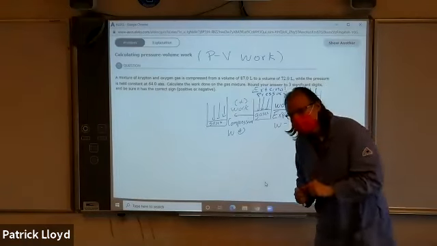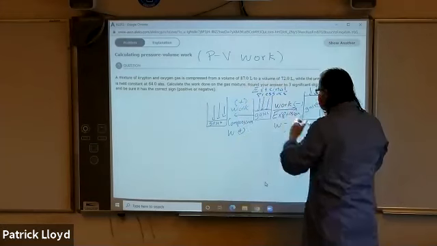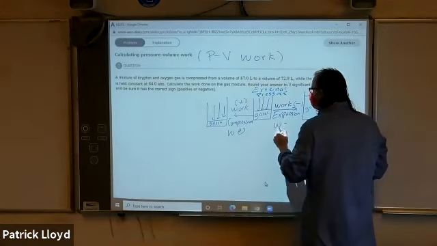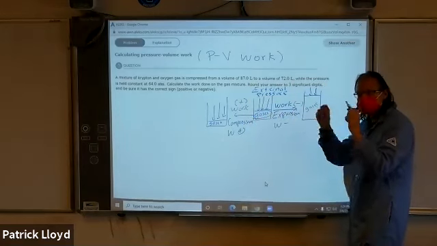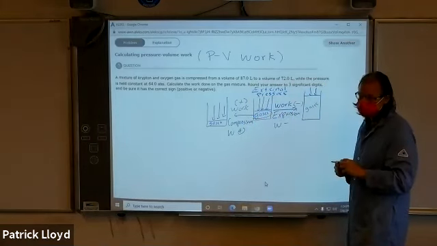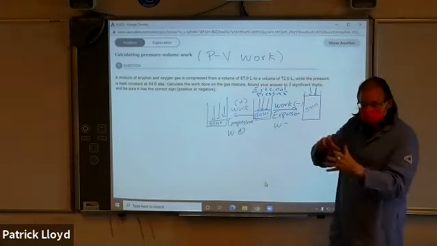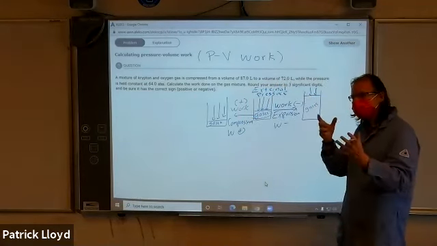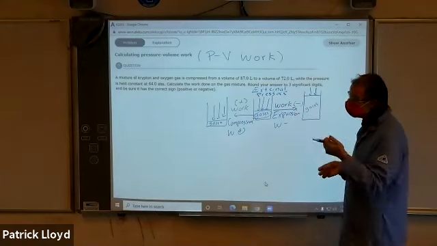But it depends whether you're talking about the gas or the surroundings, right? When you do these calculations, we're going to look at it from the perspective of the gases. So that sign convention is from the perspective of the gases. If it says it's doing work on the gases, that's good. If it says that it's doing work on the surroundings, that's the opposite. So that's a good point.